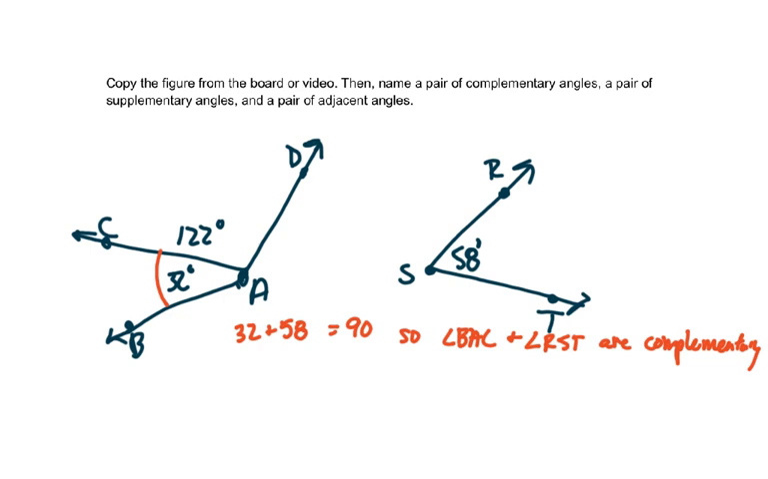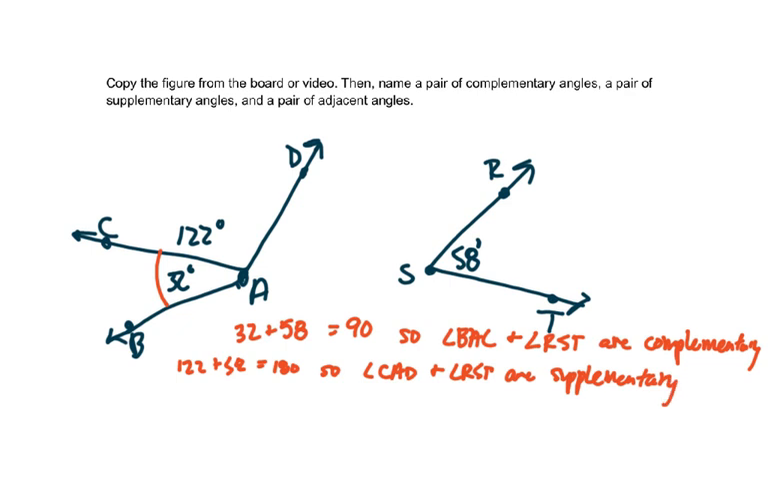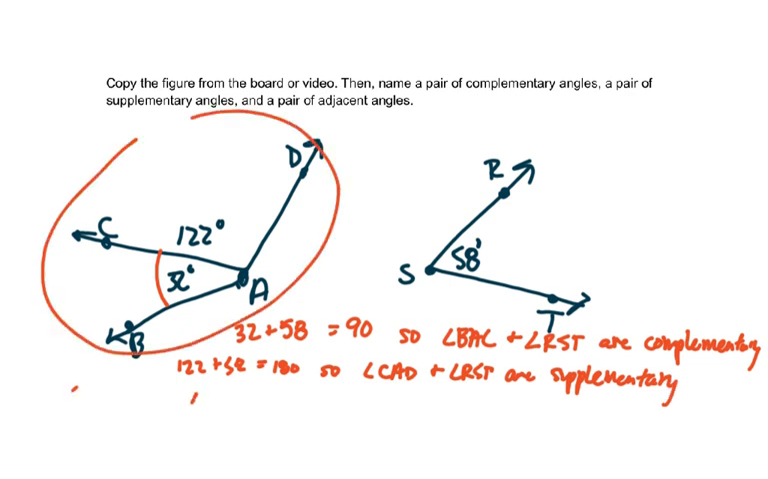Then, if we add the 58 plus 122, so 122 plus 58 equals 180. So angle CAD and angle RST are supplementary. And then adjacent are the angles that are touching each other here. So angle BAC and angle CAD are adjacent. Adjacent, again, in all contexts, adjacent means next to.